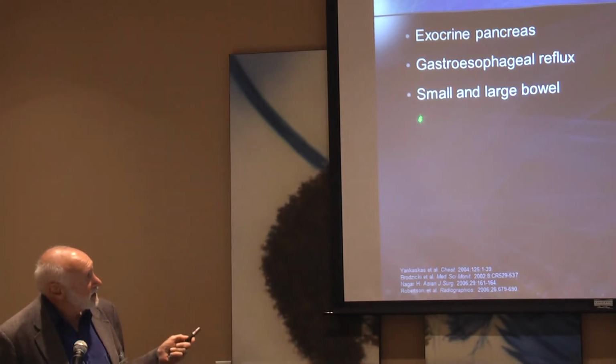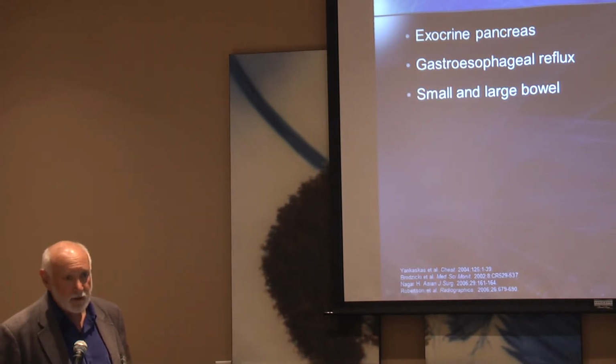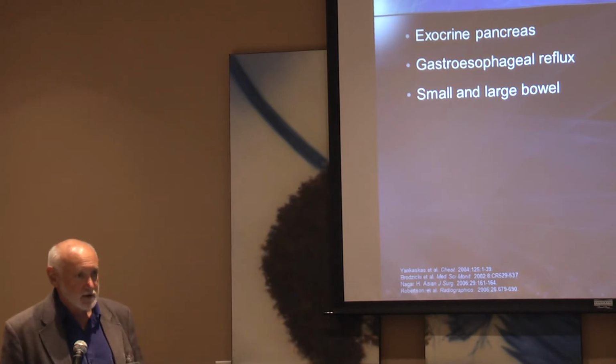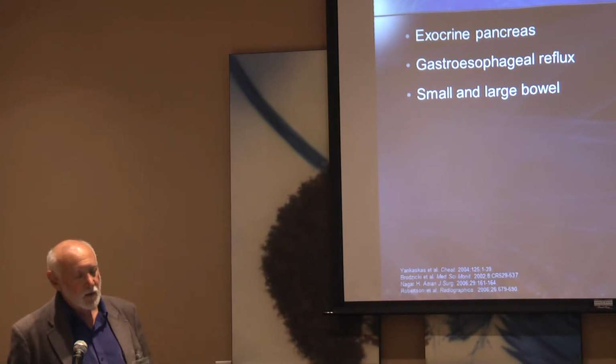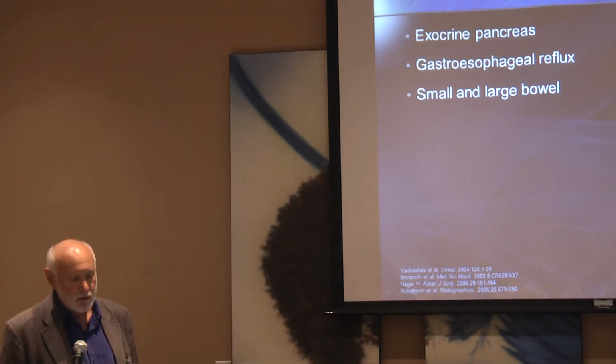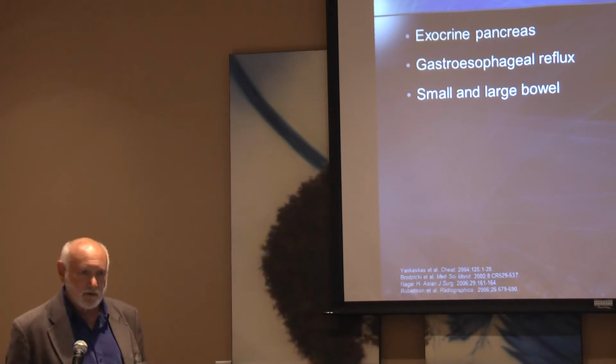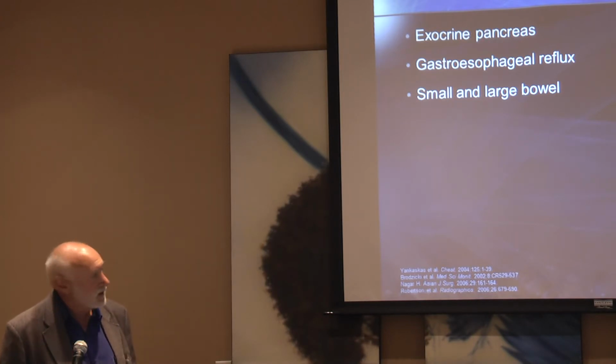We now know that CF involves the bowel itself. CFTR is expressed in the intestines and has a function there in terms of the absorption of nutrients. And also, when it's not working, there's inflammation in the bowel. That's another site where there's inflammation without infection in CF.